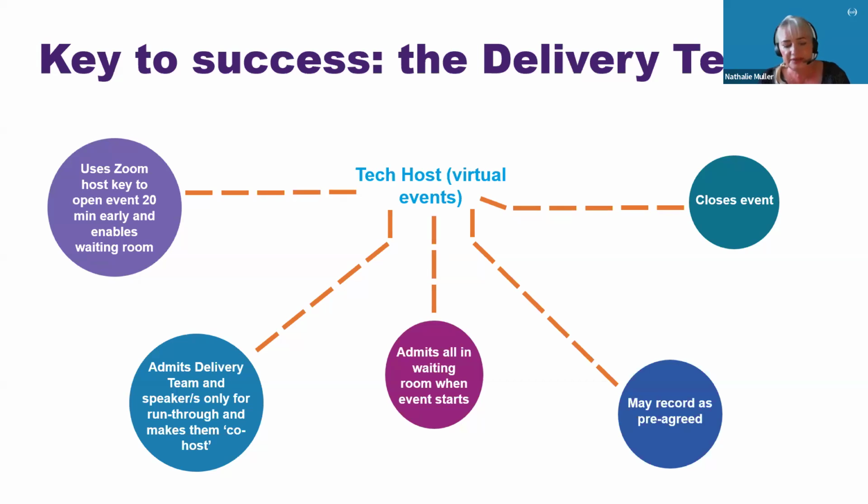And basically that then helps you separate out your speaker and your delivery team to have the run through and keep all the delegates in the waiting room. Really important to do that. And the next thing that you need to do is admit your delivery team and speaker for the run through and make them co-hosts so that they can share their screen and make sure all of that is functioning properly. And then they will admit everyone else that's in the waiting room when the event starts.